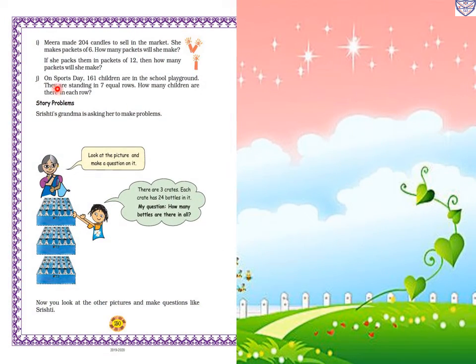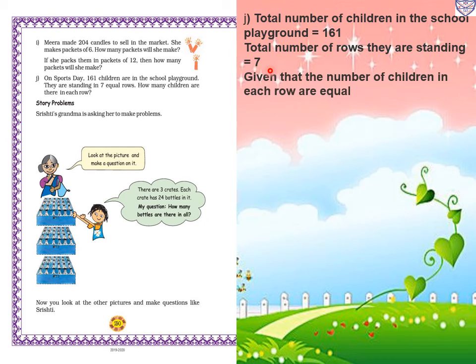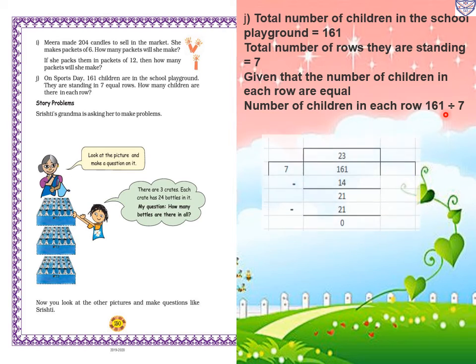Now, next, on sports day, 161 children are in the school playground. They are standing in 7 equal rows. How many children are there in each row? So total number of children in the school playground equals 161. Total number of rows they are standing in is 7. So we have to find out how many children are there in each row. Given that the number of children in each row is equal, number of children in each row equals 161 divided by 7.